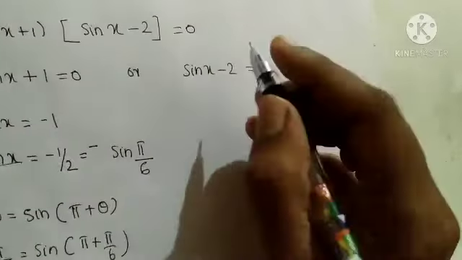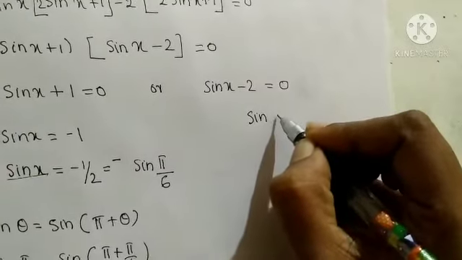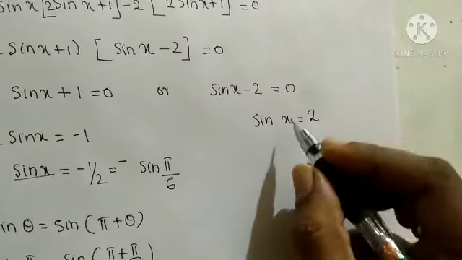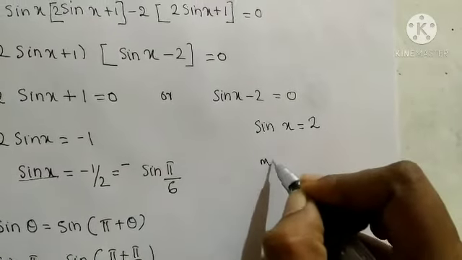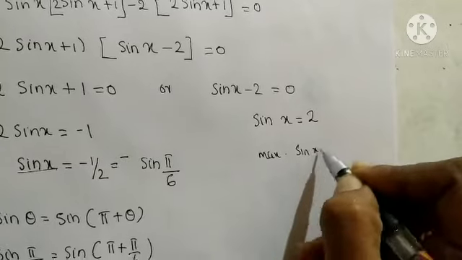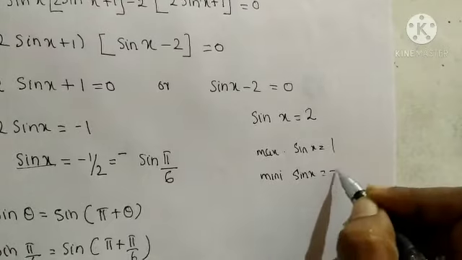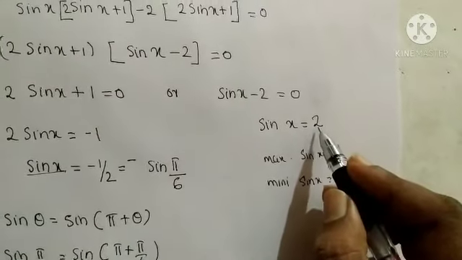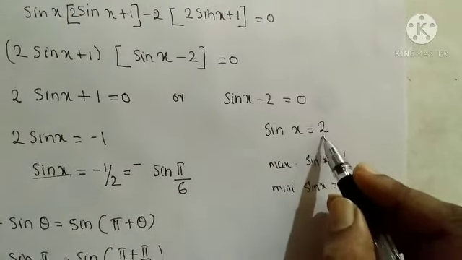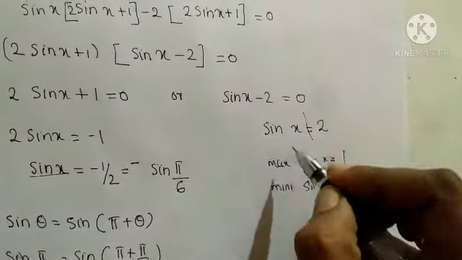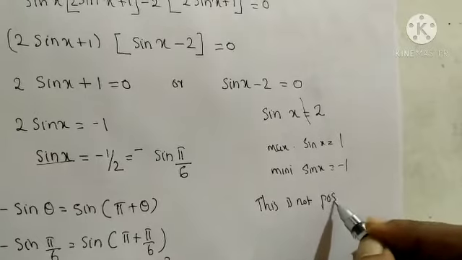Next we need to find out the general solution of sin x minus 2 equal to 0. So from this we get sin x equal to 2. And it is not possible, right? The maximum value of sin x is positive 1 and the minimum value of sin x is minus 1. So sin x cannot get a value 2. So this is not possible.